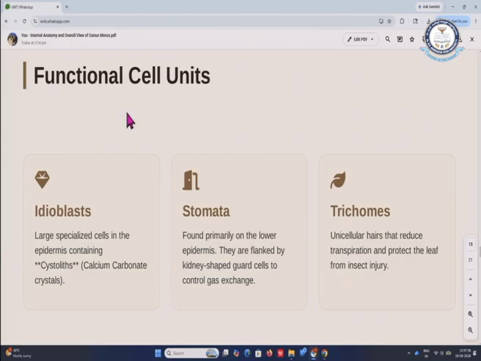Then we have trichomes, which are unicellular. As in the root we see a unicellular root hair, here in the leaf we see trichomes, which are an outgrowth of the leaf. It is also a unicellular hair that reduces the transpiration, and it protects the leaf from insect injury. In the root, the root hair absorbs the water and minerals and helps the water transport system. Here in the leaf, it protects the leaf from transpiration.